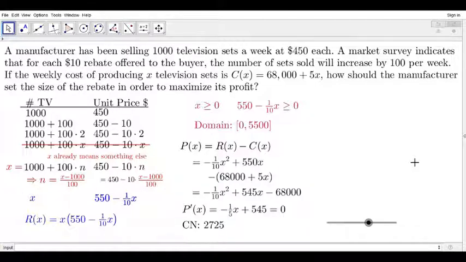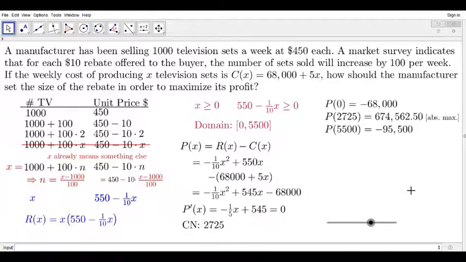And because the domain is a closed interval, we only need to evaluate the profit function, this negative 1/10 x squared expression, at the endpoints 0 and 5500, and at our sole critical number 2725, and determine which of the outputs is the largest, which is clearly obvious. It's the second one. So 674,562.50, that is the largest possible profit.